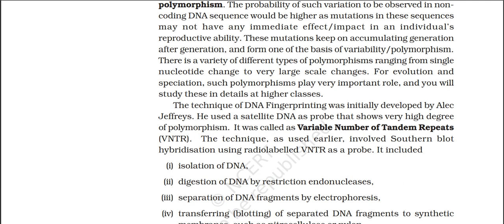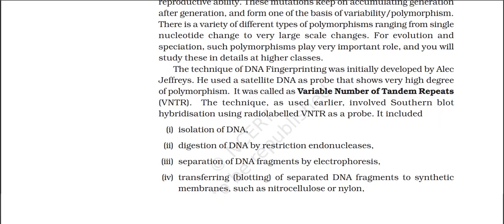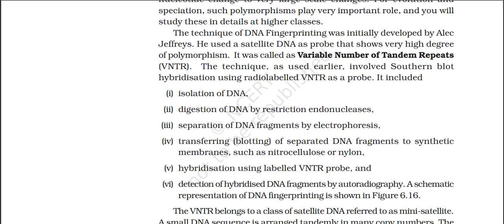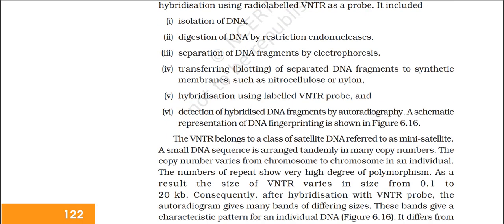It included: 1. Isolation of DNA, 2. Digestion of DNA by restriction endonucleases, 3. Separation of DNA fragments by electrophoresis, 4. Transferring, blotting, of separated DNA fragments to synthetic membranes, such as nitrocellulose or nylon, 5. Hybridization using labeled VNTR probe, and 6. Detection of hybridized DNA fragments by autoradiography. A schematic representation of DNA fingerprinting is shown in Figure 6.16.